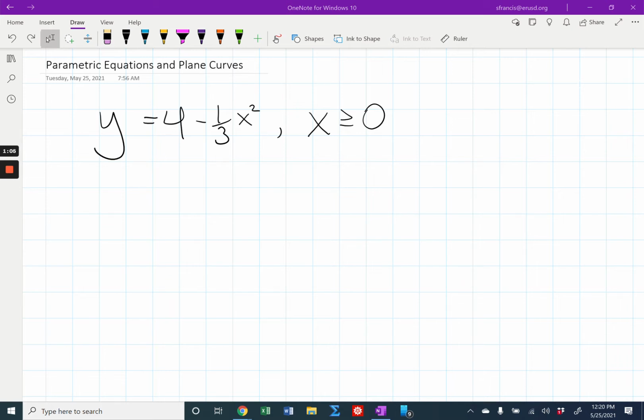Now, in plane terms, x represents a directed distance of how far we are from the y-axis. And what I mean by directed distance is if the value of x is positive, we move to the right, and if the value of x is negative, we move to the left. Y represents a directed distance from the x-axis, positive being up and negative being down. You know all of those things.